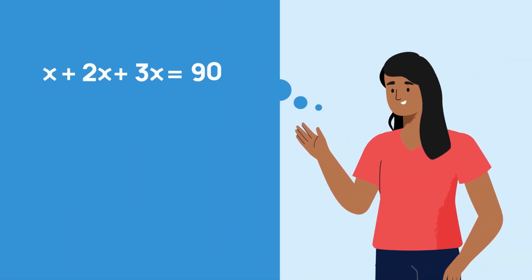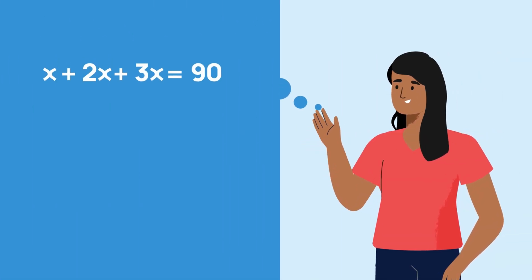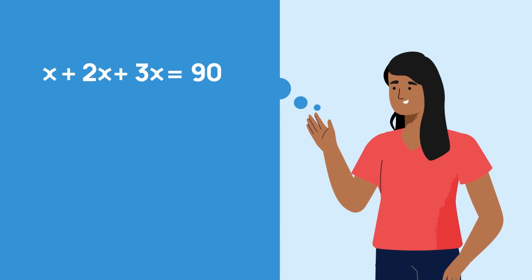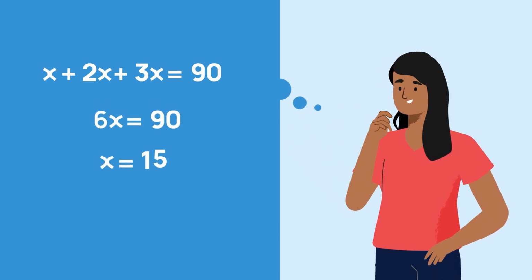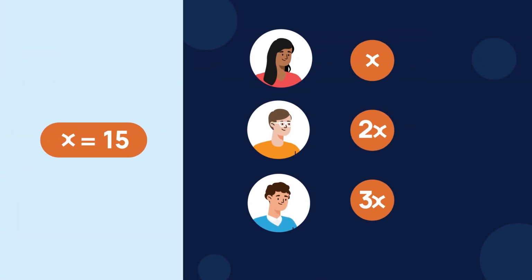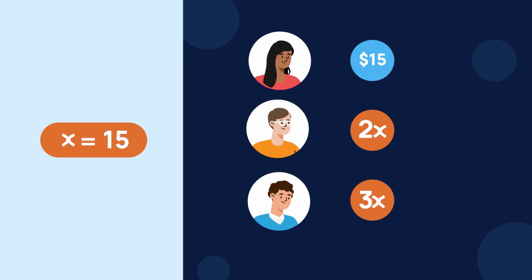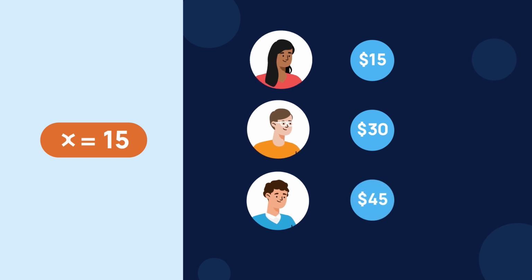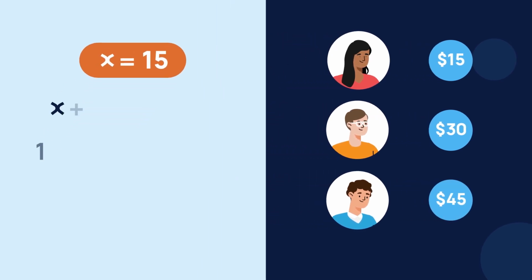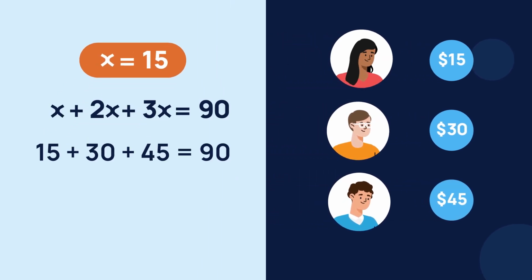Nina solves that by simplifying the equation, adding the x's together to get 6x equals 90. She divides each side by 6, leaving x equal to 15. That means Nina pays $15, Sammy pays twice that, which is $30, and Joe pays 3 times 15, which is $45. Both sides of the equation equal 90.